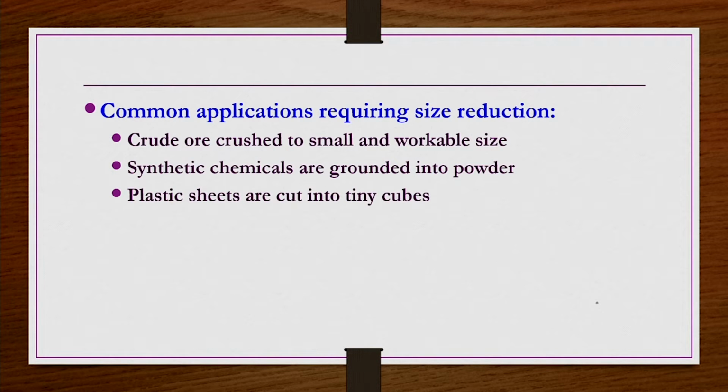In general, plastic sheets are cut into tiny cubes. Sometimes you need to reduce particles to a very specific, definite size and shape. You cannot have different sizes and shapes, so you need to cut them accordingly. This kind of cutting into a definite size also happens in many food processing applications, like slicing of vegetables and mincing of meat extracts. If you keep listing, there are a number of applications where size reduction is very much essential.